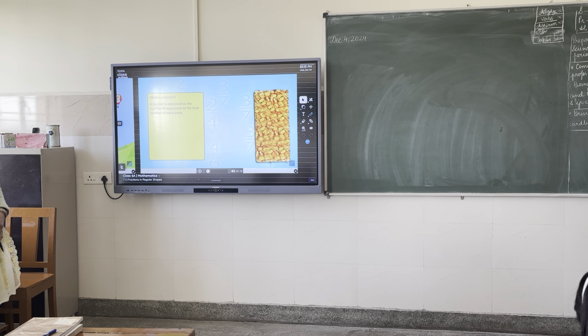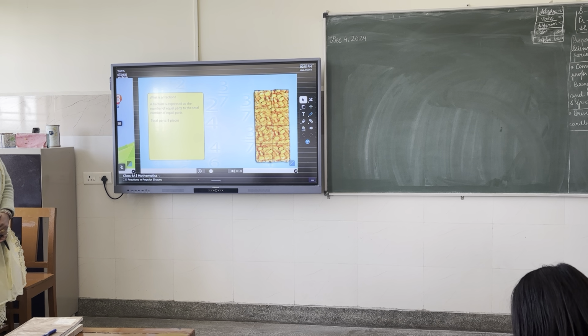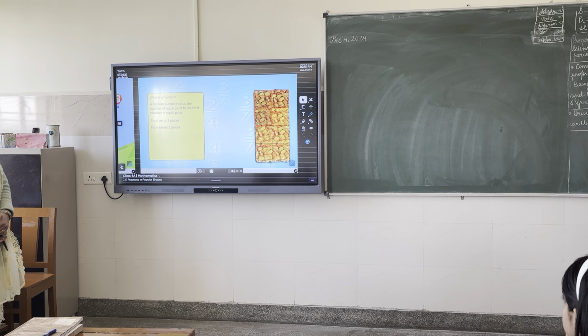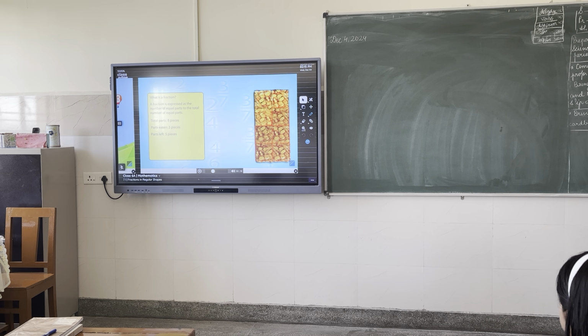What is a fraction? A fraction is expressed as the number of equal parts to the total number of equal parts. How many pieces does this bar of chicky have? It has 8 pieces. If Salim ate 3 of them, how many pieces are left? 5 pieces are left, right? How do we express this as a fraction? We could say Salim ate 3/8 of the chicky and 5/8 of the chicky is left.